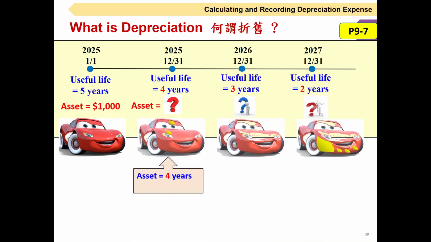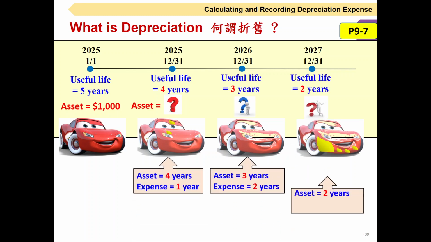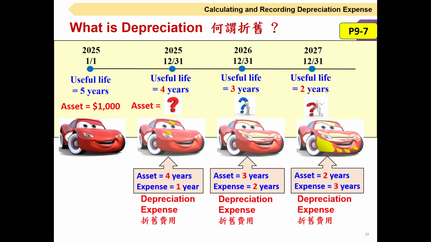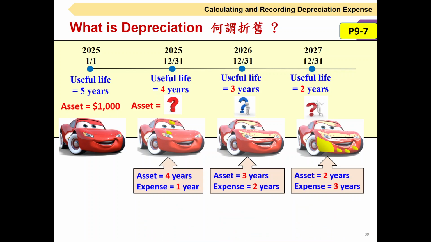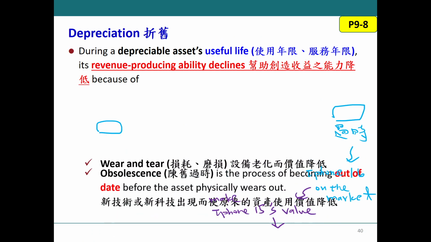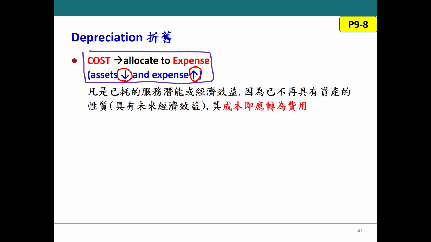The whole process, depreciation, makes your assets decrease. At the same time, expenses increase. Why? After you use it, assets decrease, expenses increase. The whole process, we call it depreciation. Okay? So that's why slide 41 told you: depreciation is the process. Assets decrease, expenses increase. Okay?